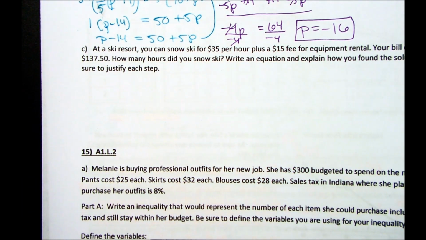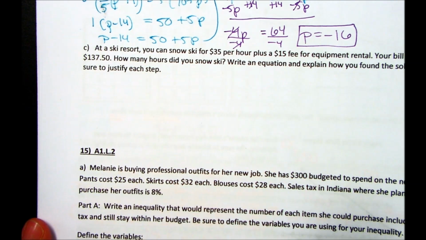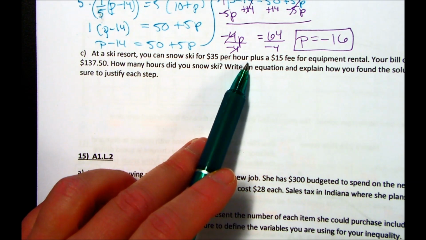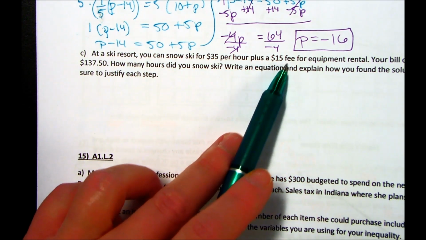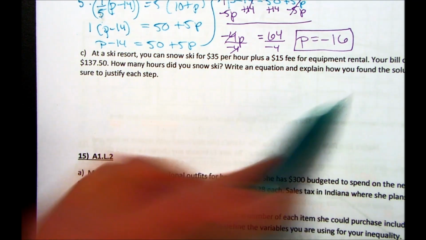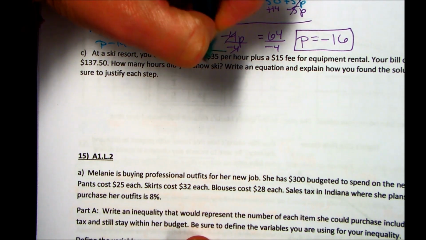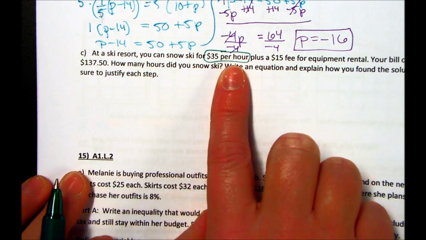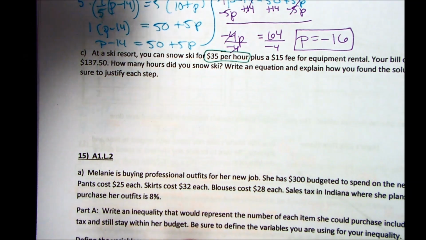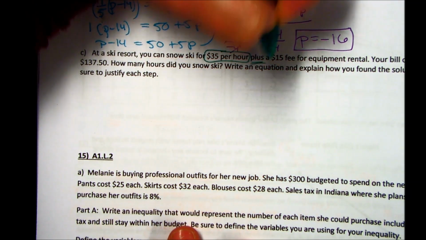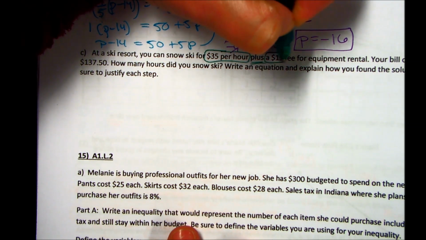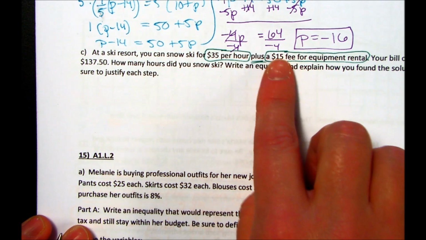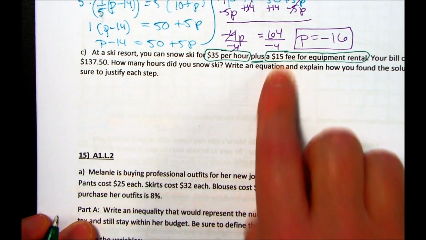Part C. At a ski resort, you can snow ski for $35 per hour plus a $15 fee for equipment rental. So the $35 per hour. Whenever you see a rate like that, it's probably representing the slope in this linear equation. Plus a fee of $15 for equipment rental. That's a one-time fee, which means that's probably going to be your y-intercept.